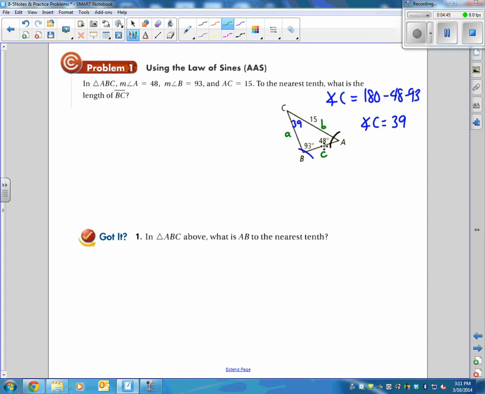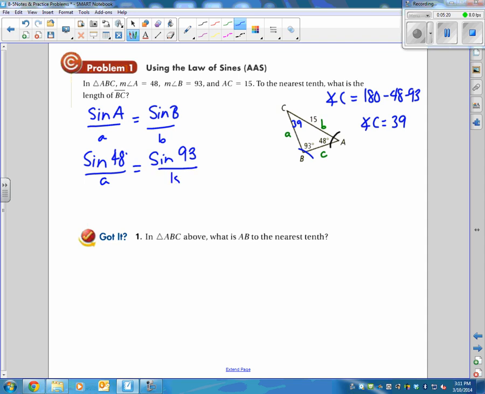So given angle A and B and looking for side a, I'm going to use A and B as my relationship. So I'm going to say that the sine of A over side a equals the sine of B over side b. And then I'll go ahead and fill in that information. So sine of, and A of course is 48 degrees, over a, because that is the missing side that I'm looking for. And then the sine of B, which is 93, over 15, because that is the side length for b.